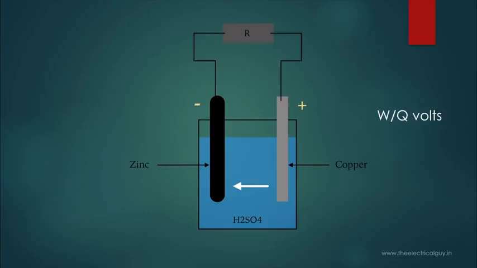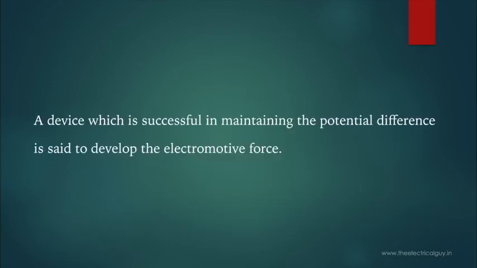And a device which is successful in maintaining the potential difference is said to develop the electromotive force, or EMF in short. Let's read that again. A device which is successful in maintaining the potential difference is said to develop the electromotive force. So we have arrived at a very important conclusion. Potential difference causes electrons to flow while EMF maintains the potential difference.